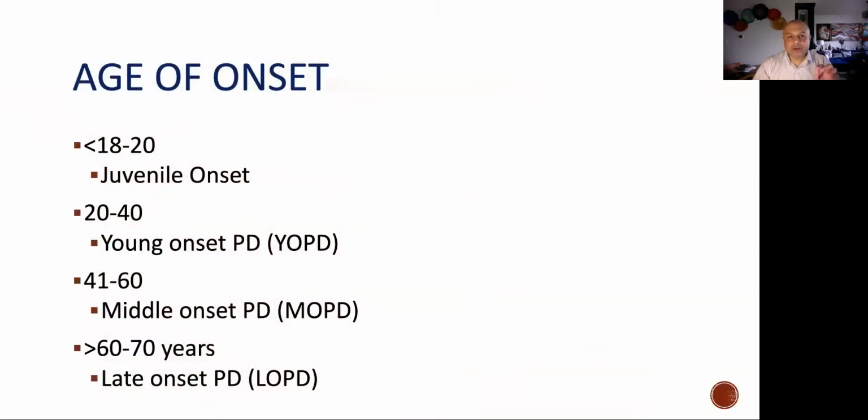So that was just a brief synopsis on the motor features. Again, very arbitrary. It's not data-driven or biomarker-driven, so we don't use it very often in research these days, but it really helps with treatment. How about age of onset?